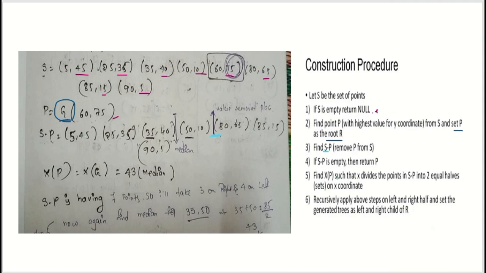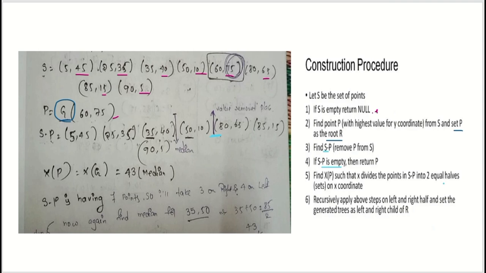Now what do I need to do? Just check if S minus P is empty, then return P. Now we need to check if S minus P is empty, we need to write P as it is. But we are having some values again in the X. So S minus P. Now we need to find the X of P such that X divides the points in S minus P into two equal halves.